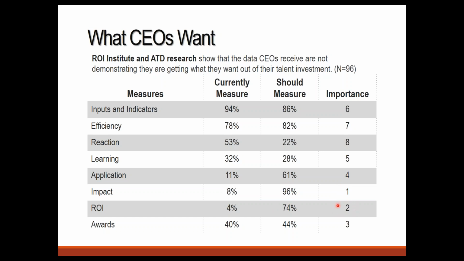Now, being the ROI people that we are, we wanted to know, why isn't ROI first? And their comments, the ones we interviewed, comments were, if our learning and development people can just demonstrate a direct connection between the investments we make in talent development and improvement in key business measures, we can make the leap to the money. But right now, we just want to see a direct connection because we're not seeing it.